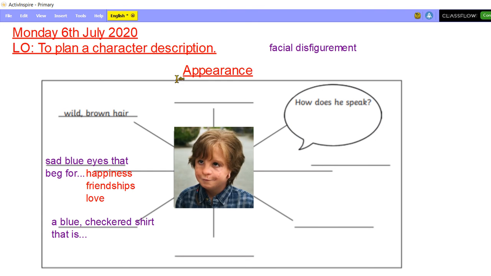So you've got 1, 2, 3, 4, 5, 6, 7, 8, at least 8 points that you need to include for your appearance. Okay. I want all of these to either be noun phrases like this one or to be noun phrases with a relative clause added on, just so that we get that extra detail. Don't forget, the more that you get in today, the easier your work will be tomorrow, okay?